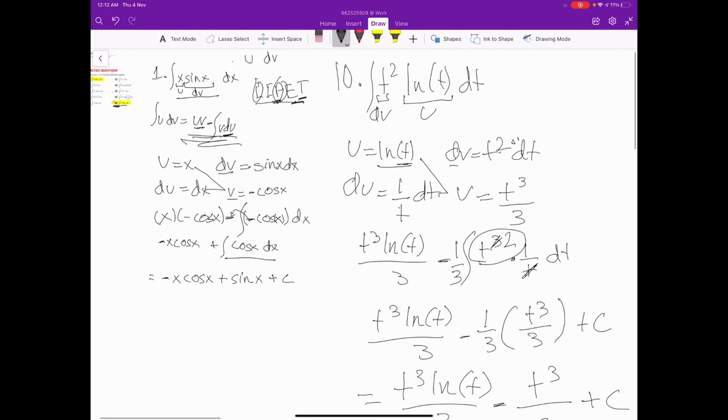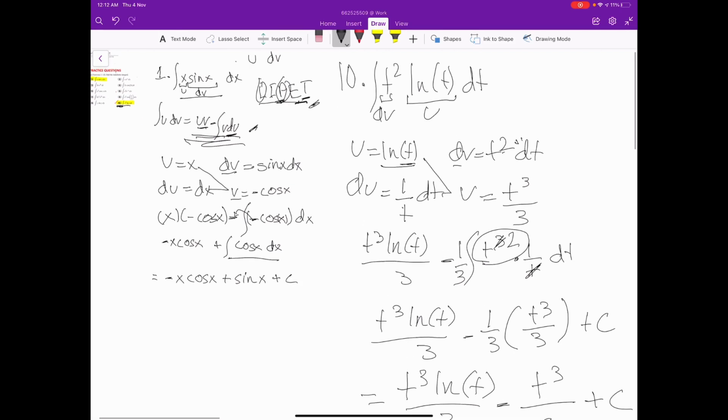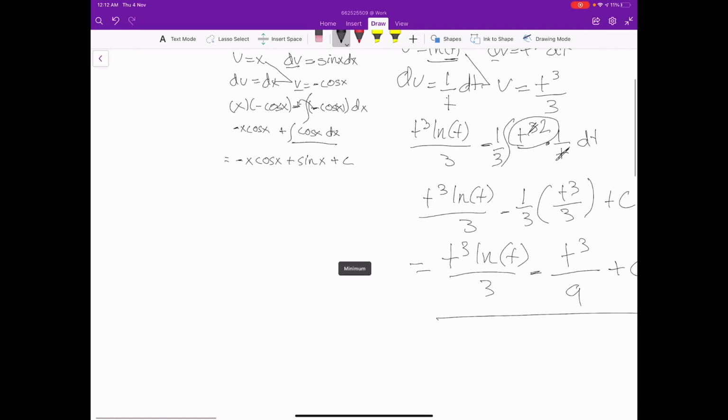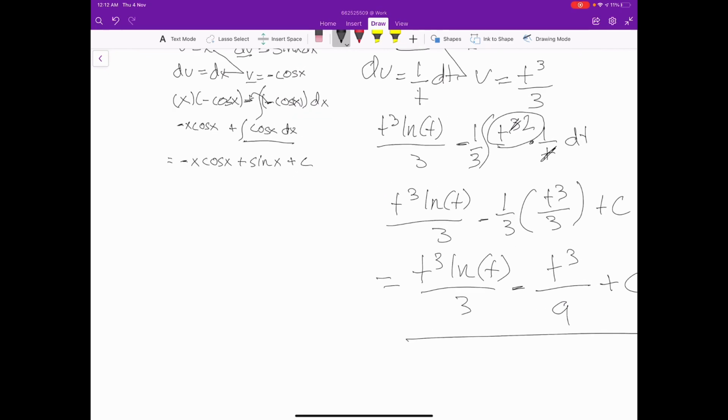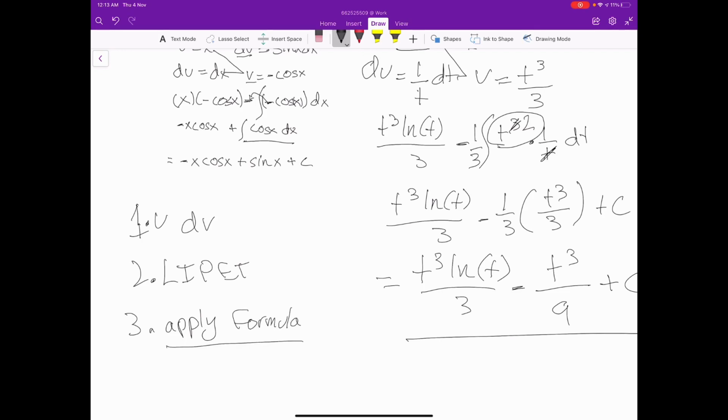Once you grasp the equation and the rule of the acronym and you find u and dv, everything will be simple. You have to find u and dv. This is like step 1. And then step 2, use LIPET. And step 3, apply the formula. It's very simple. All it needs is practice.